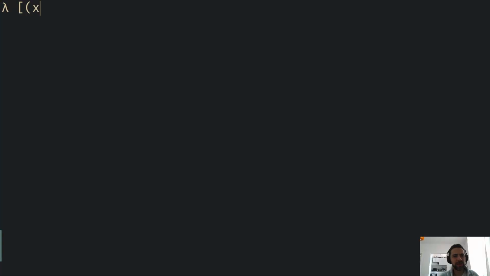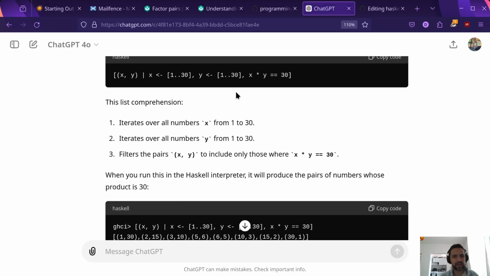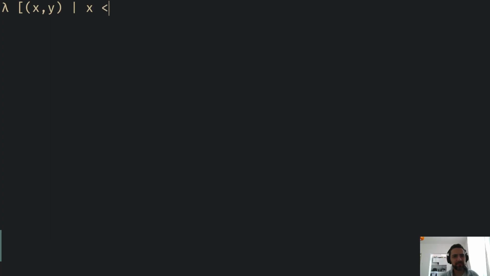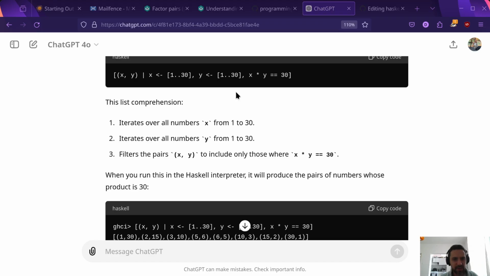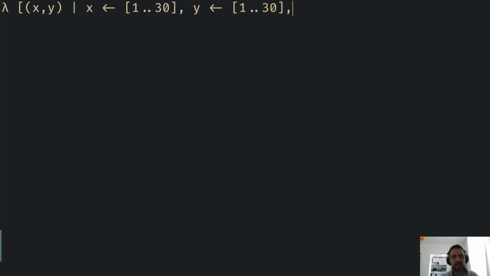So we have a list, we have a tuple, right? x and y. We have a pair. Inside of x we'll have a list of 1 to 30, and inside of y we'll also have a list of 1 to 30. Can I put a list in the tuple like that? No, I have to separate it into each member, x and y.